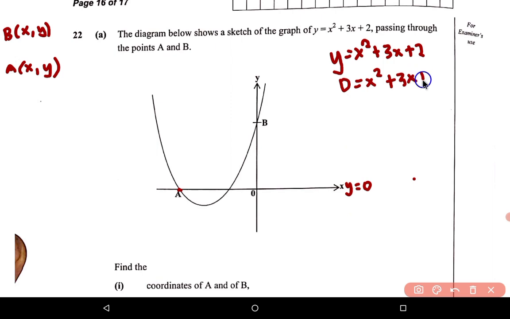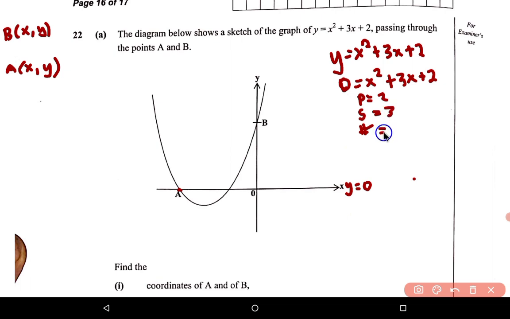So just follow what I'm doing. You have 0 here. Now this becomes a quadratic equation, and you can either use the formula or the factorization method. I'm going to use the factorization method. I'm going to introduce the product and the sum. For the product, you multiply the number in front of x squared with the last number: 1 times 2, your product is 2. For the sum, you take the number in the middle, which is 3.